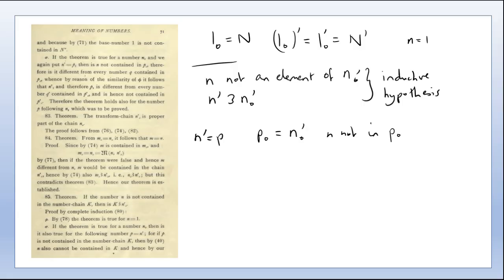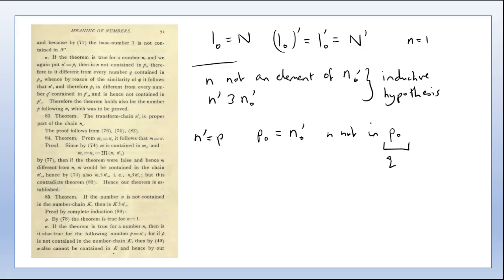Therefore, is it different from every number q contained in p naught? Okay, again we've got this very clear distinction. Either an object is in a system or it is not in a system, and if an object is not in a system, then it cannot be equal to any of the objects in the system. So n is different from this system. P naught consists of certain elements q, so therefore n cannot be equal to any of the q.